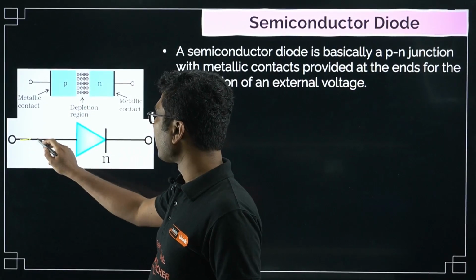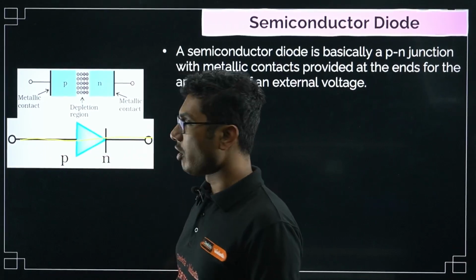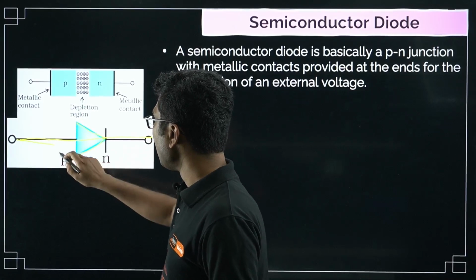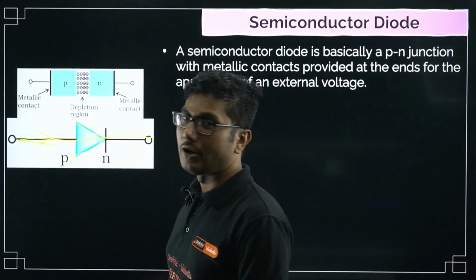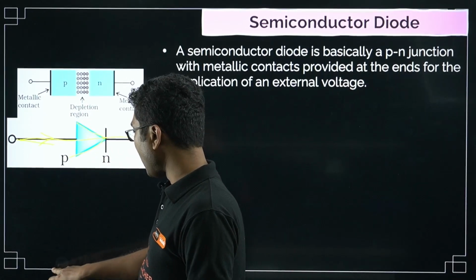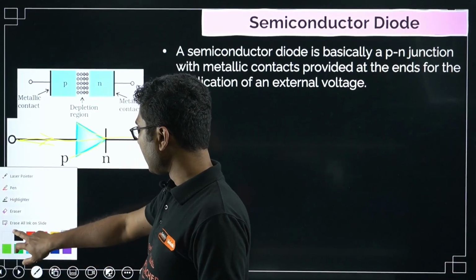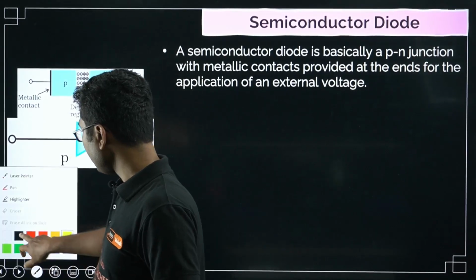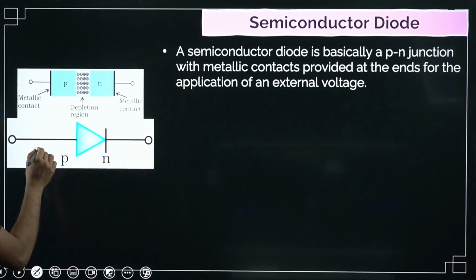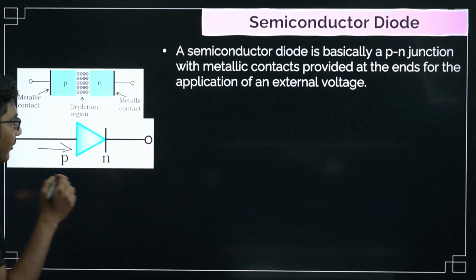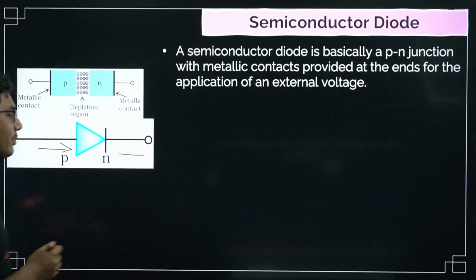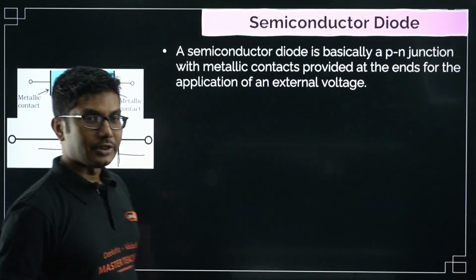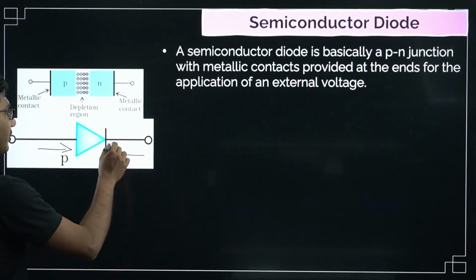If current goes from this to this, it will not be blocked. That is the reason for this arrow. So the arrow means current passing from this side to this side will not be blocked, it will be allowed to pass. But if some current is trying to come in this direction, then it will be blocked. They will see the wall.